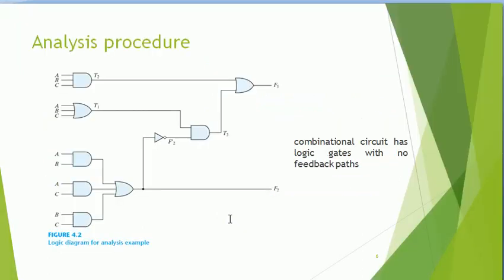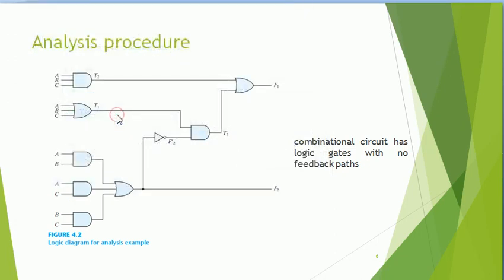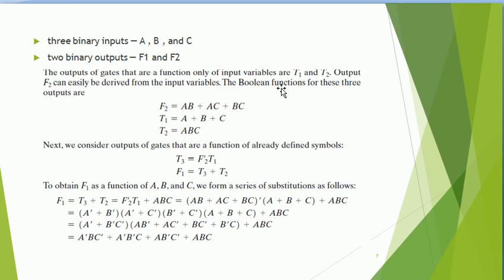Consider this is your logic circuit. Here we have different AND gates and OR gates. Form the expressions for T2, T1 and then proceed to find the final expression F1. Similarly, form the expression for F2. Here we have 3 binary inputs A, B and C and 2 binary outputs F1 and F2.